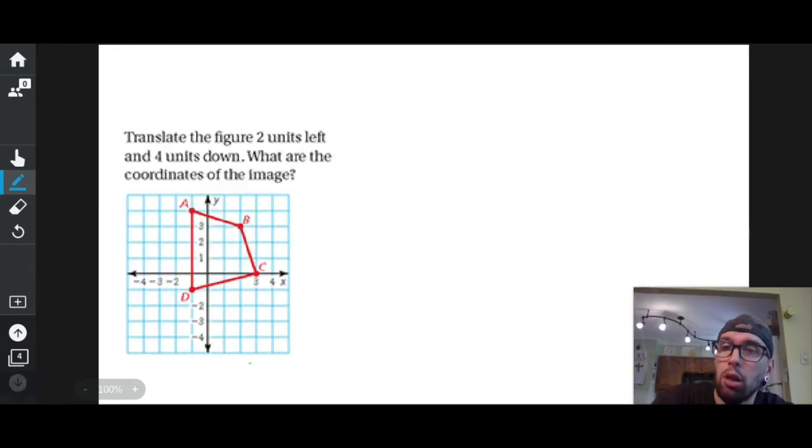Let's go. That, my friends, is called a quadrilateral. It's the same exact type of problem, but I'm moving 4 dots instead. Translate the figure 2 units left and 4 units down.